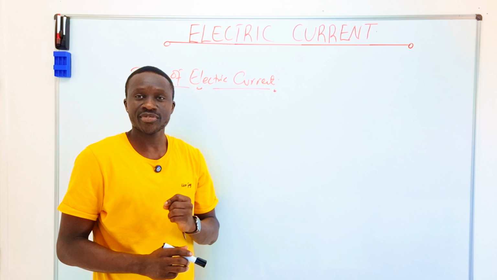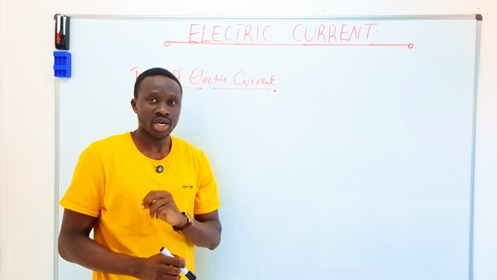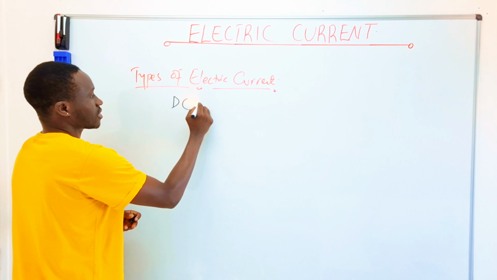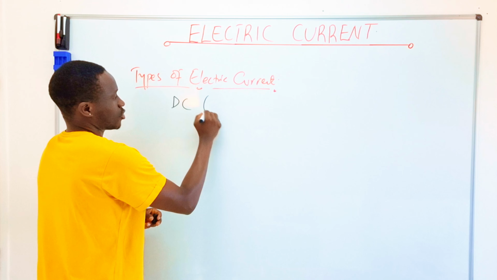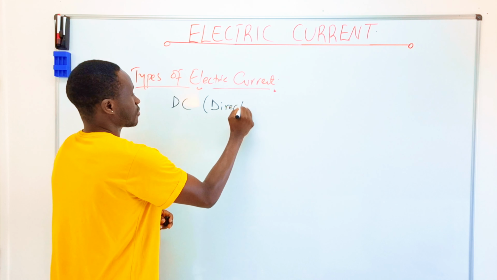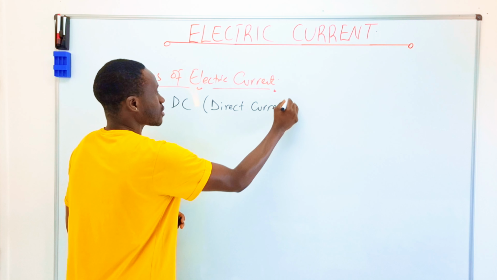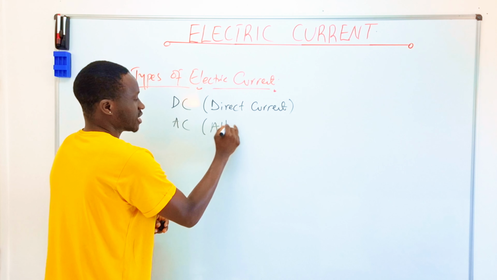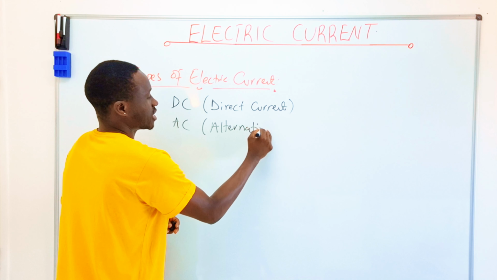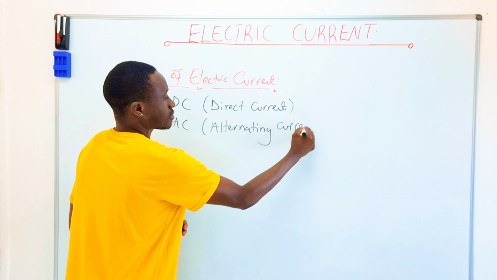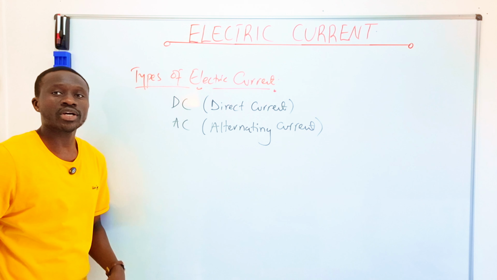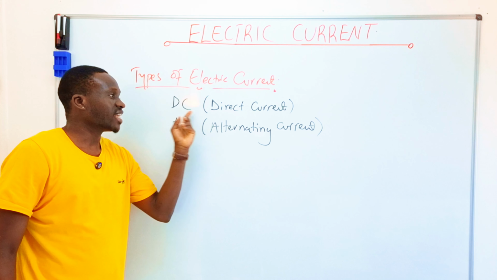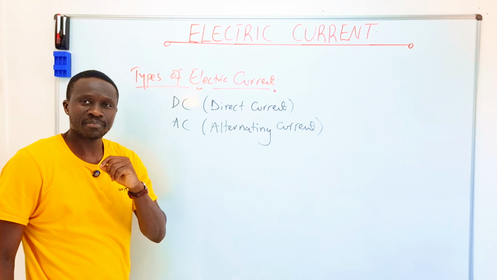Under current electricity, we have two types also. One, we have DC, which is direct current, and AC, which is alternating current. Okay? Under electric current, we have these two types, and direct current is called DC current.